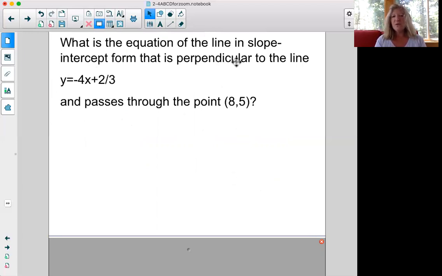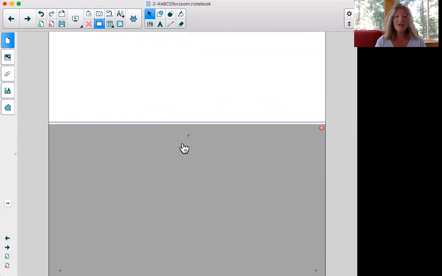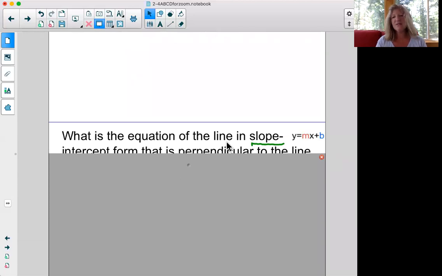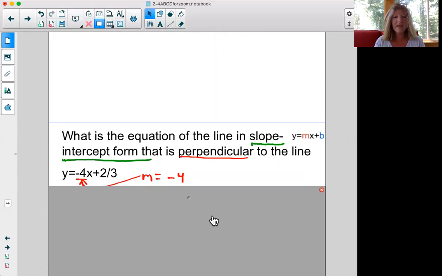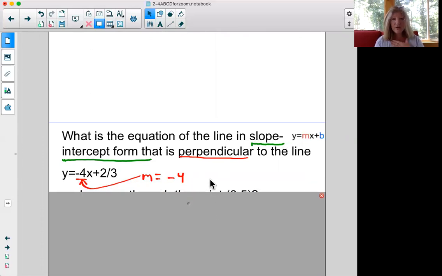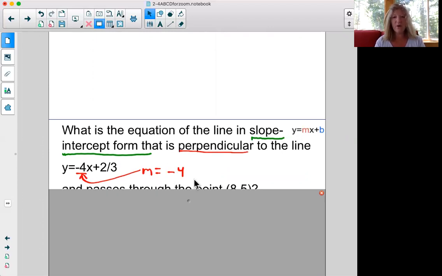So if you're told something is perpendicular, it's a sneaky way of telling you the slope, but you have to be really careful that you've made it the opposite sign and the reciprocal. So the first thing we have to do is realize we're asked for our final answer in slope-intercept form, so we'll remember that. And we're told that our line that we're looking for is perpendicular to this line. What is this line's slope? This line's slope, because y is alone, I can clearly see the slope is -4.